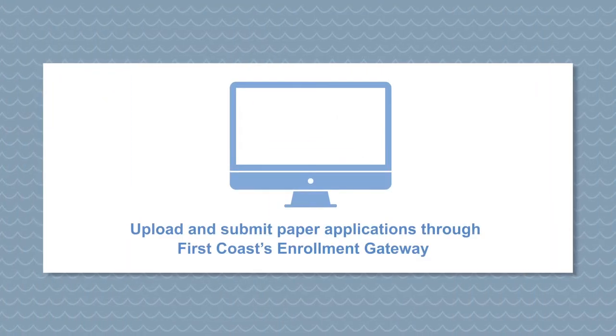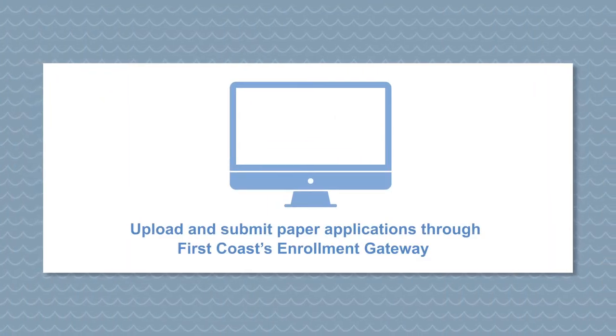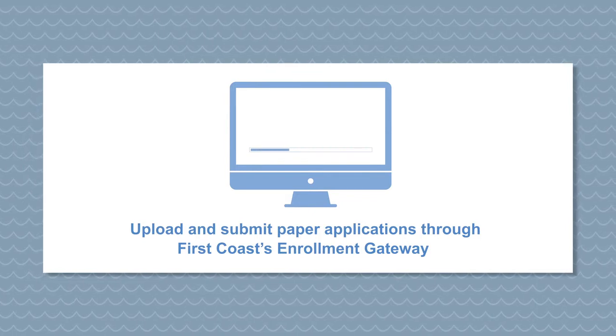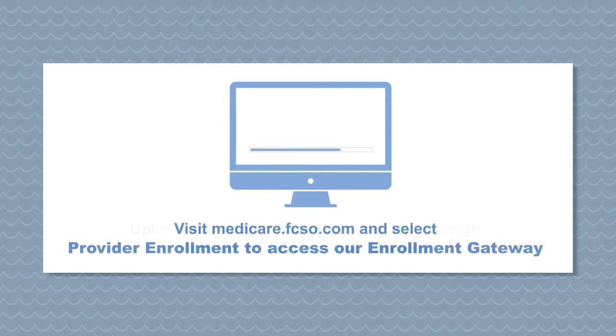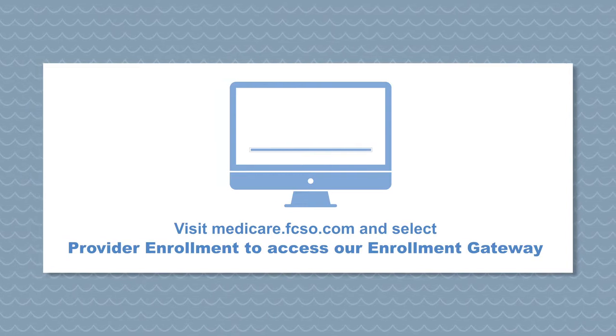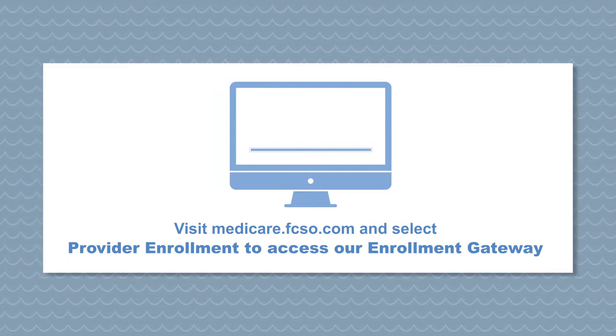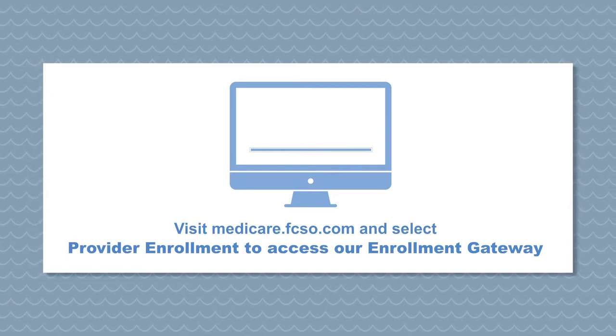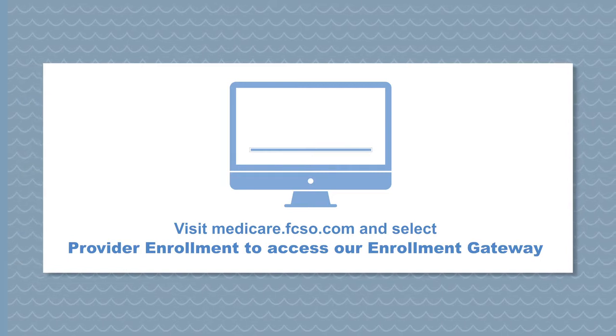Another convenient option is to submit it electronically to First Coast by using our enrollment gateway, which is available on our website at medicare.fcso.com. You can use this tool to quickly upload enrollment applications and development responses, request a copy of enrollment correspondence sent to you, or check the status of a previously uploaded application.